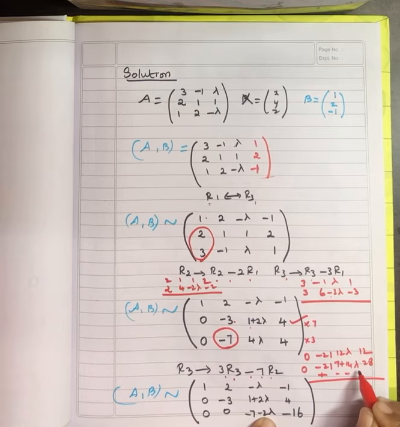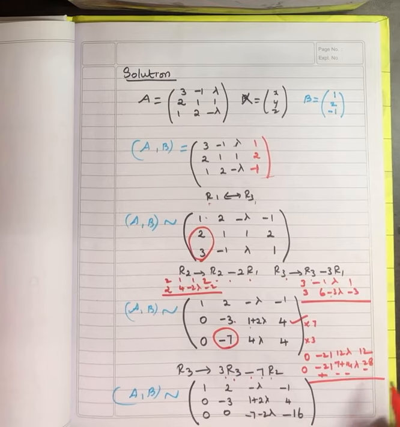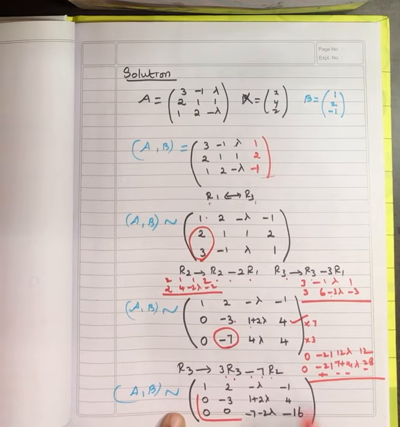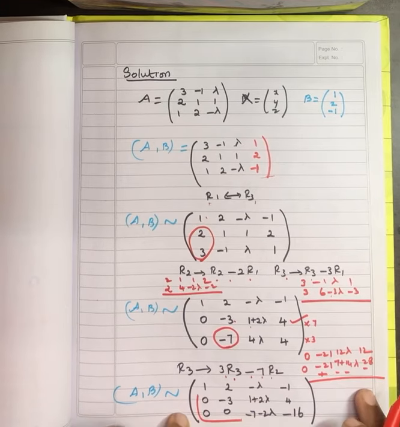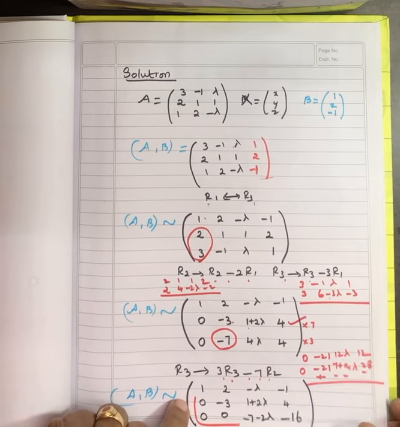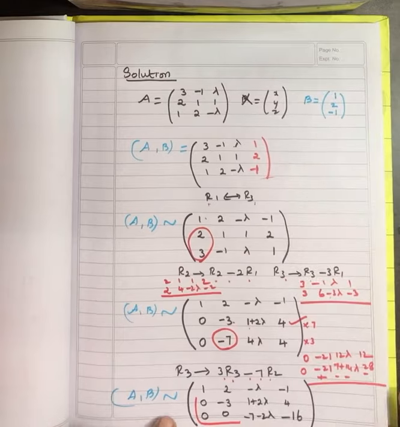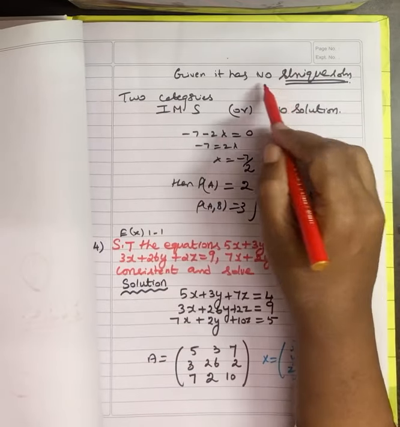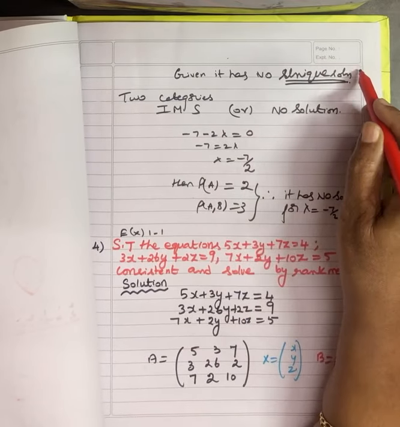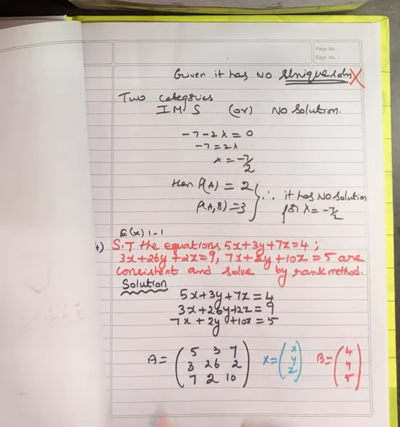Minus 7 minus 14 lambda. 12 minus 7 as it is. 12 lambda minus 14 lambda is minus 2 lambda. 12 subtraction minus 28. Answer is minus 16. It is in equivalent form. Now I have to frame this into the given condition. It has no unique solution. So this system doesn't have a unique solution.